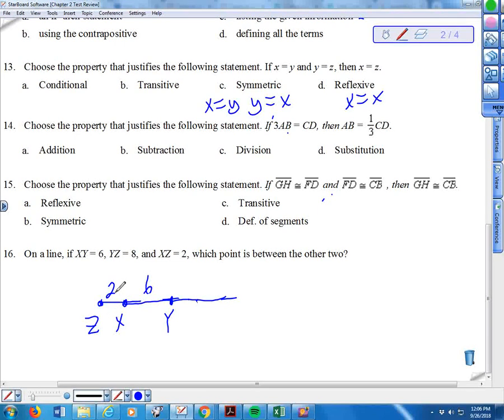Draw something like this out. Don't just try and put it in your mind, because it doesn't work. So draw it out, resketch it until it makes sense, and then answer the question. Which point is between the other two? X.